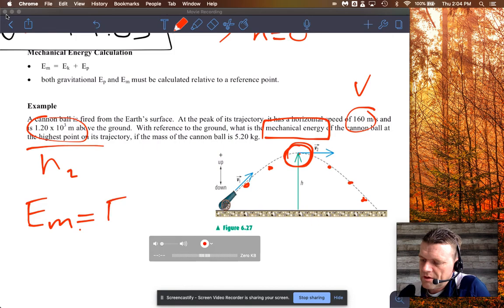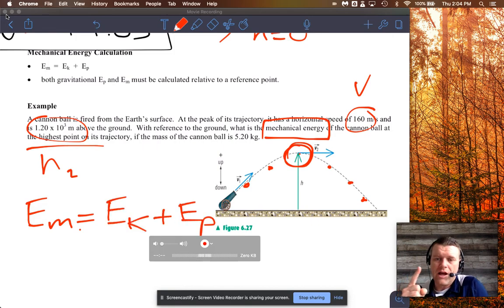So that's going to be the kinetic energy at that position plus the potential energy at that position. Okay, because it's going to have both, right? At that point, it's got a height above the ground and it's moving. Now, again, don't worry about the angle or the direction of the velocity directly, because energy is not a vector. That's what's super slick about energy.